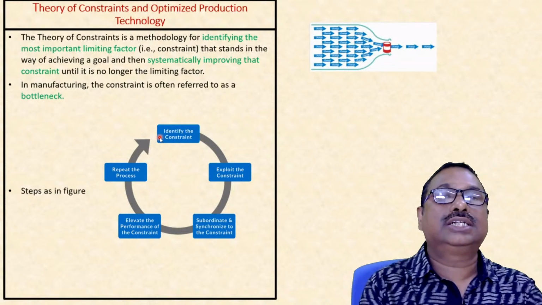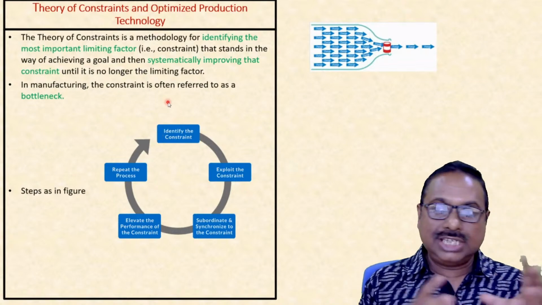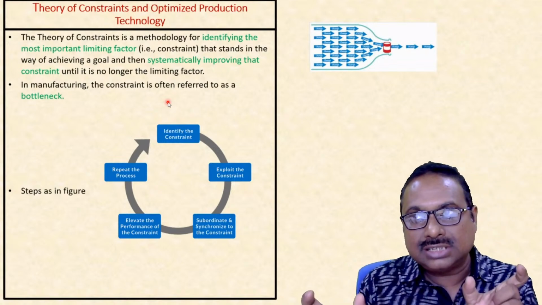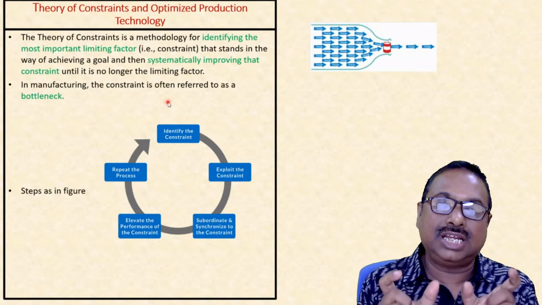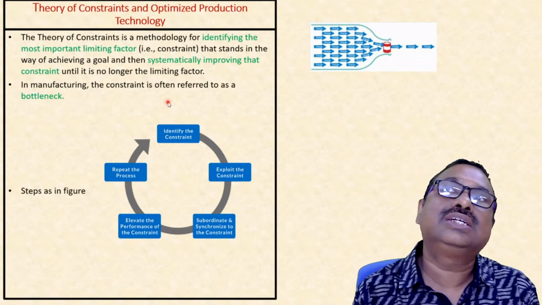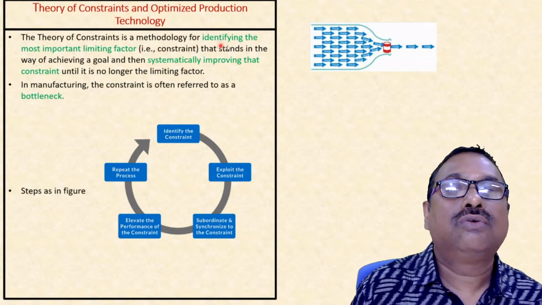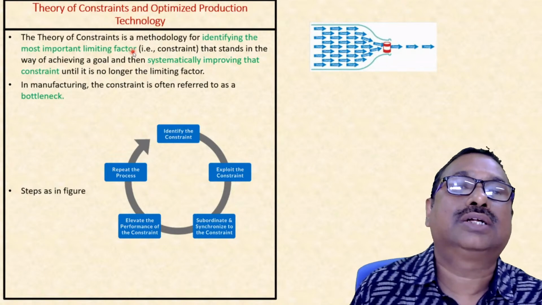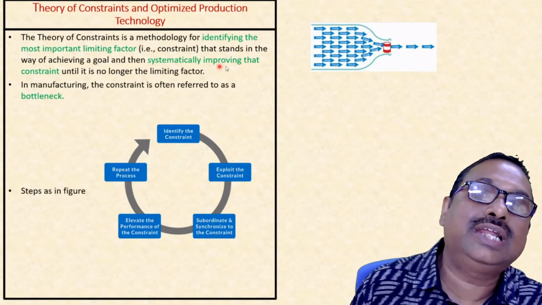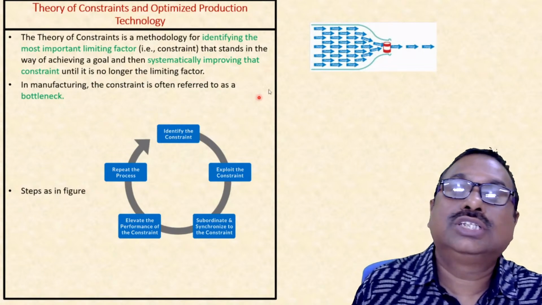Then theory of constraints and optimized production theory. Theory of constraints means, suppose there is a chain. What is the strength of the chain? A chain has different links. The strength of the chain is the strength of the weakest link. Suppose one link is weak, then the chain is only that strong. So the theory of constraints is a methodology for identifying the most important limiting factor, that is the constraint that stands in the way of achieving a goal, and then systematically improving that constraint until it is no longer the limiting factor. It is called the bottleneck.